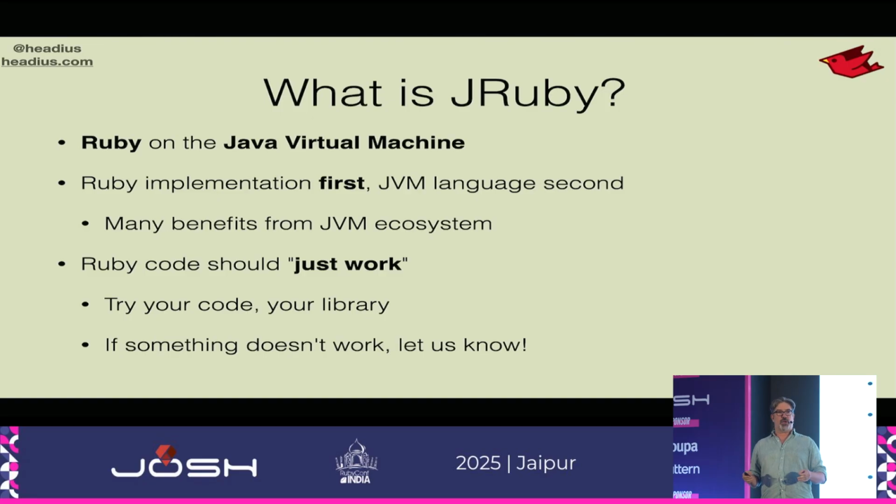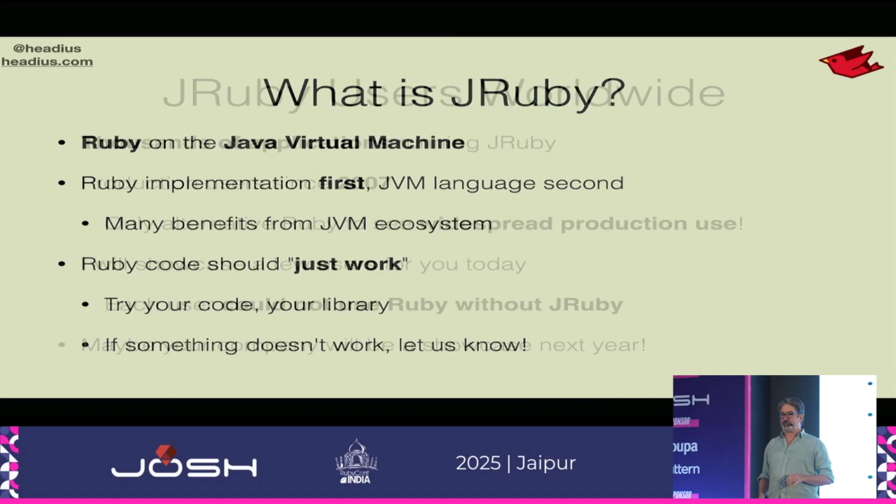We really want Ruby code to just work. If you run something on JRuby and it doesn't work, don't assume it's your fault. Talk to us. It's probably something that we need to fix. It's something we want to make work. We want JRuby to work like Ruby for you. So let us know right away.